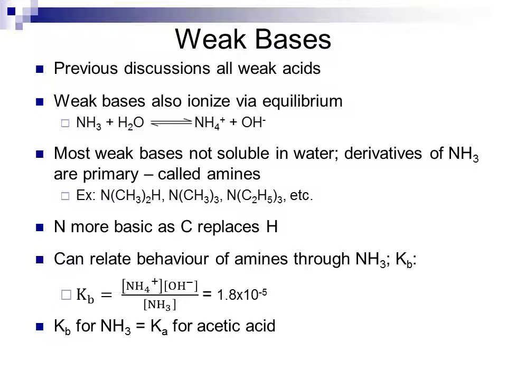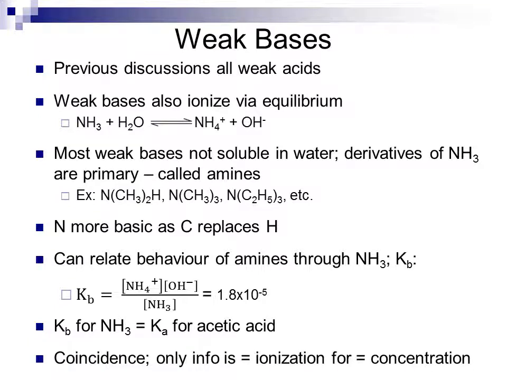Interestingly, this 1.8 times 10 to the minus 5, the Kb for NH3, is the same value as the Ka for acetic acid is. They're equal in their magnitude. However, this is simply coincidental. There is nothing chemically related to this. It's just something that happens to be. The only information that we can get from that relationship then is that an ionization for ammonia and acetic acid of equal concentrations will be equally ionized.